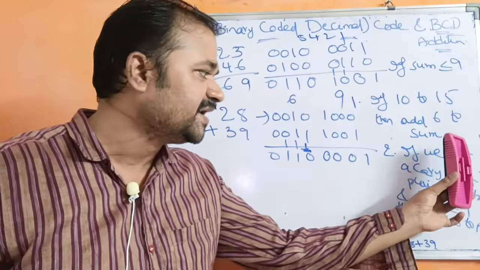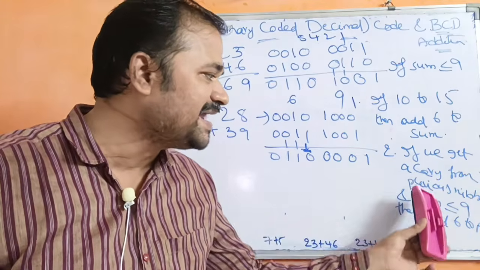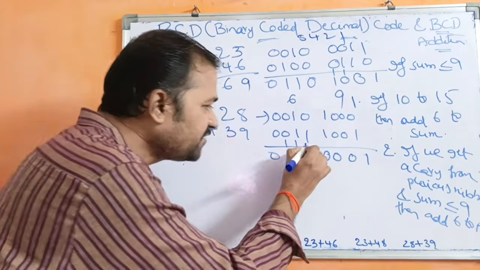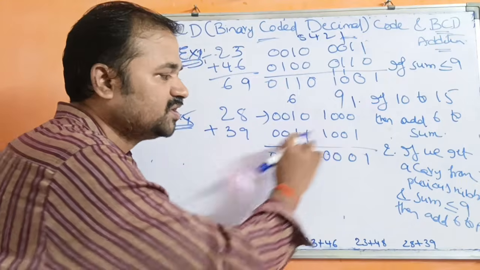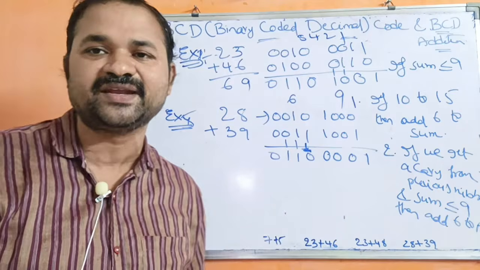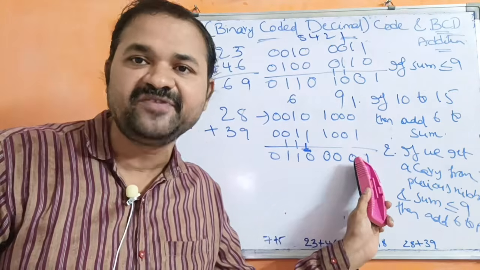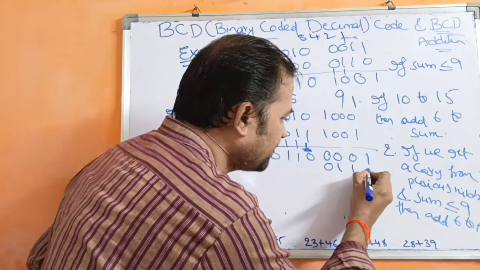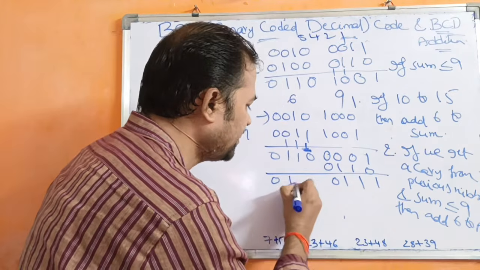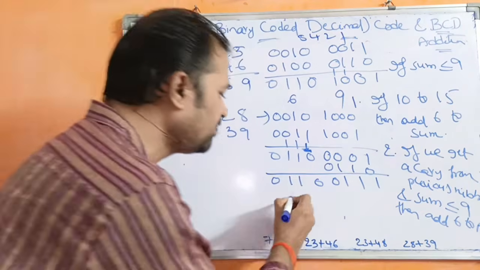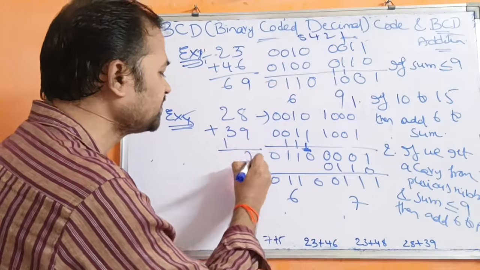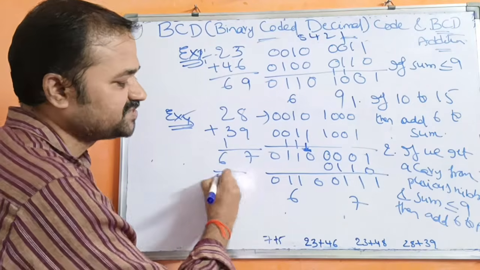So the last rule is, if we get a carry from the previous nibble, and the sum is less than or equal to 9. Here we got the carry from the previous nibble, and what is the sum here? 1. 1 is less than or equal to 9. Then we have to add 6 to the previous nibble. So you add 6: 0, 1, 1, 0. Okay. 0, 1, 1, 0 is nothing but 6. 0, 1, 1, 1 is nothing but 7. So 9 plus 8 means 7, 2 plus 4 means 6. So 67 is the result.